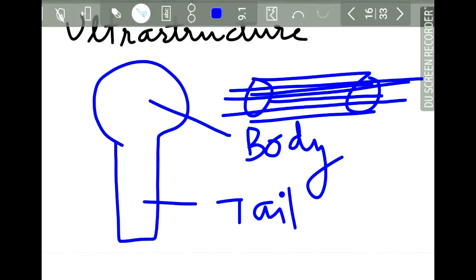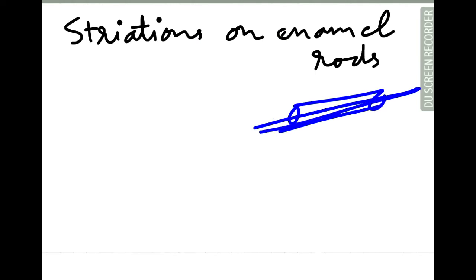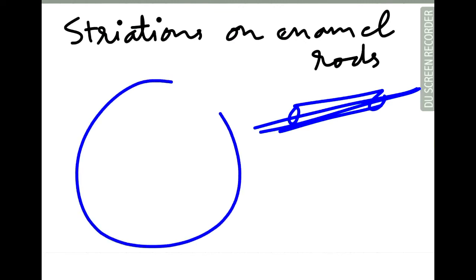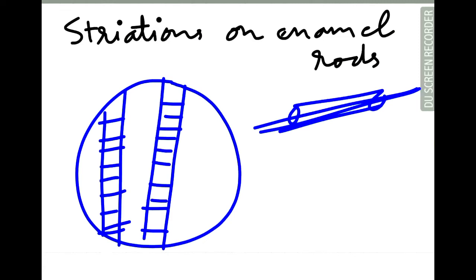Now let us study the striations of enamel rods. If enamel rods are cut longitudinally, along their length, and viewed under a ground section, we can appreciate that there are striations present on the enamel rods. These are at an average distance of 4 microns from each other.